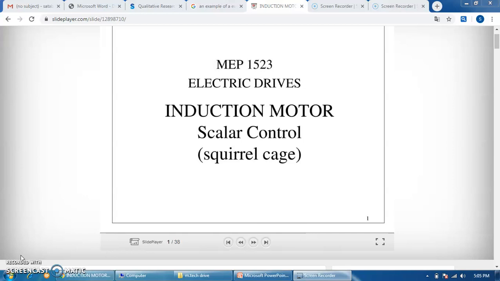Now I think all of you are familiar with the basic difference between a squirrel cage type induction motor and a phase wound type induction motor. Basically, in a squirrel cage type induction motor, there is no winding in the rotor. Instead of winding, there are copper bars, and those copper bars are shorted by means of end rings for carrying the current. Now let us start with scalar control.